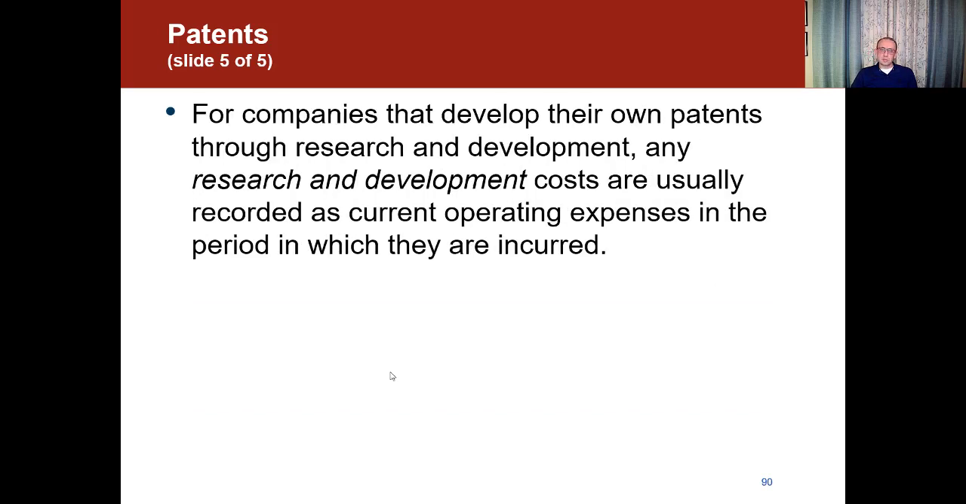So for companies that develop their own patents through research and development, any research and development costs are usually recorded as current operating expenses in the period in which they are incurred.